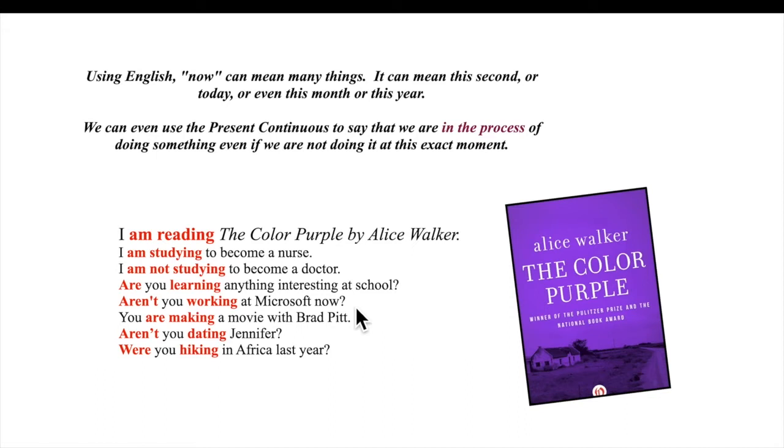This is kind of a negative sounding sentence, but "Are you working at Microsoft now?" and "Aren't you working at Microsoft now?" will have the same answer. Yes, I am working at Microsoft now, or no, I'm not working at Microsoft now. So be careful of this. This is a little tricky. Aren't you working at Microsoft now? No, I'm not. Okay, that's fine.